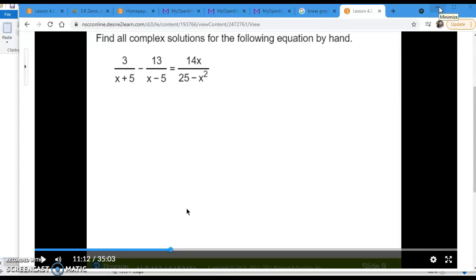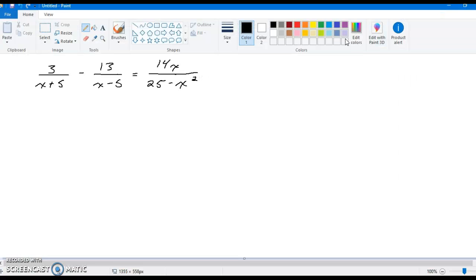Now first of all, when looking at this, you should note that there are two things that x cannot equal. So x cannot equal 5 and x cannot equal negative 5. That would make denominators of 0, and as we know, we cannot have denominators of 0.